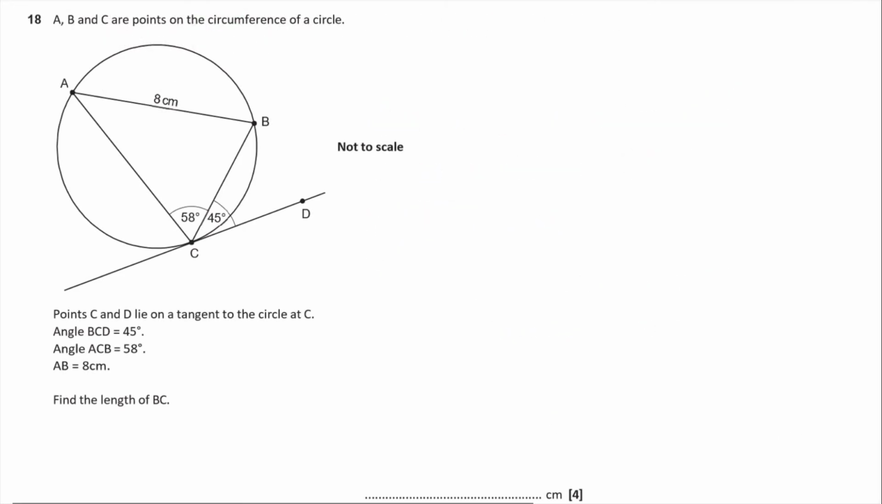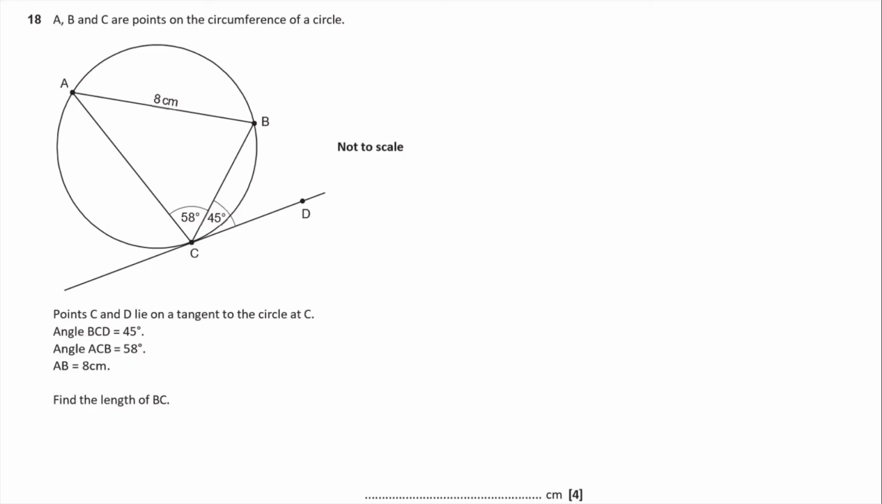Question 18. A, B, and C are points on the circumference of the circle. Points C and D lie on the tangent to the circle at C. Angle BCD is equal to 45 degrees. Angle ACB is equal to 58 degrees. AB is 8 centimeters. Well, that's interesting. So we've got some length in our circle theorems question here. So find the length of BC. That's what we need to do.